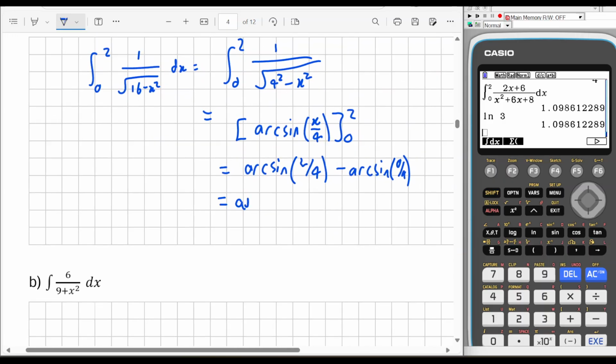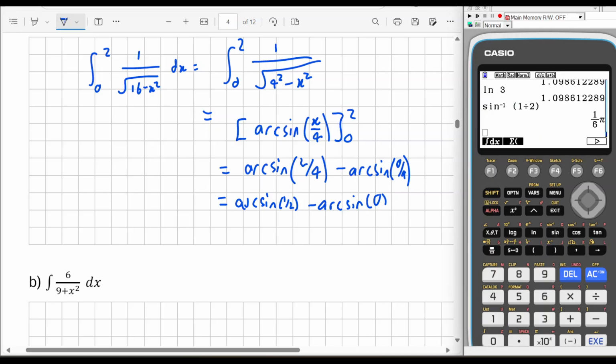So this is just arc sine of 2 over 4, which should be a half, sorry, take arc sine of 0. And we can see what that is. So if we look at inverse sine of a half, we can see that's pi over 6. And I reckon the other one will just be 0. So let's go inverse sine of 0, that's 0. So this is just pi over 6.